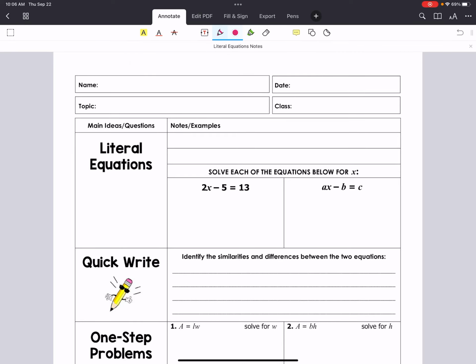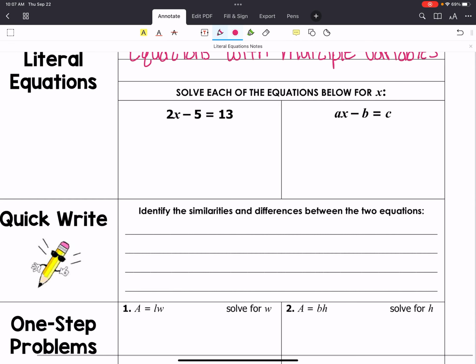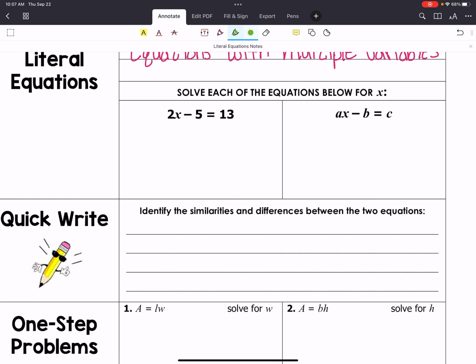Hello students, today we're going to talk about literal equations. Literal equations are equations with multiple variables. Equations with multiple variables. And so let's look at these examples. Solve each of the equations below for x.